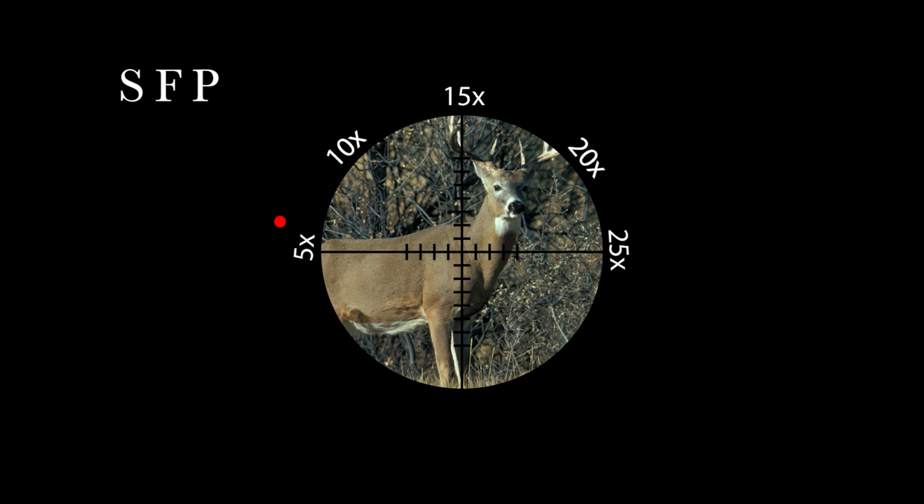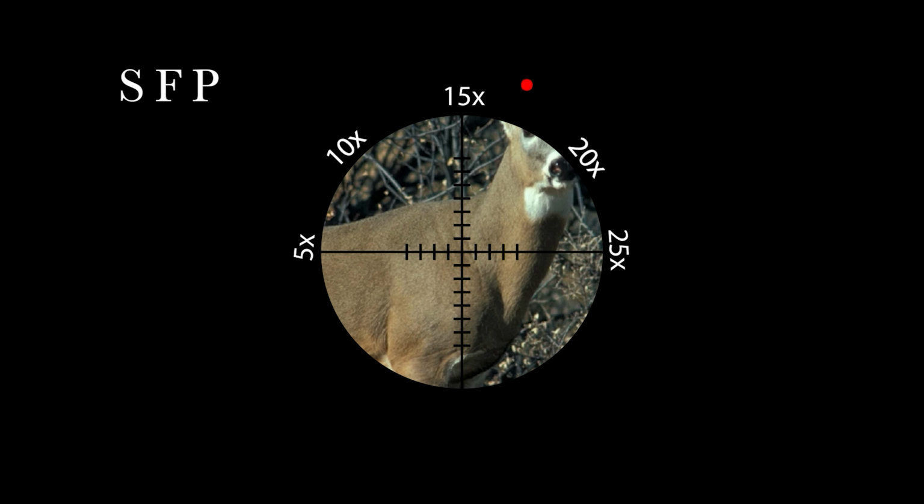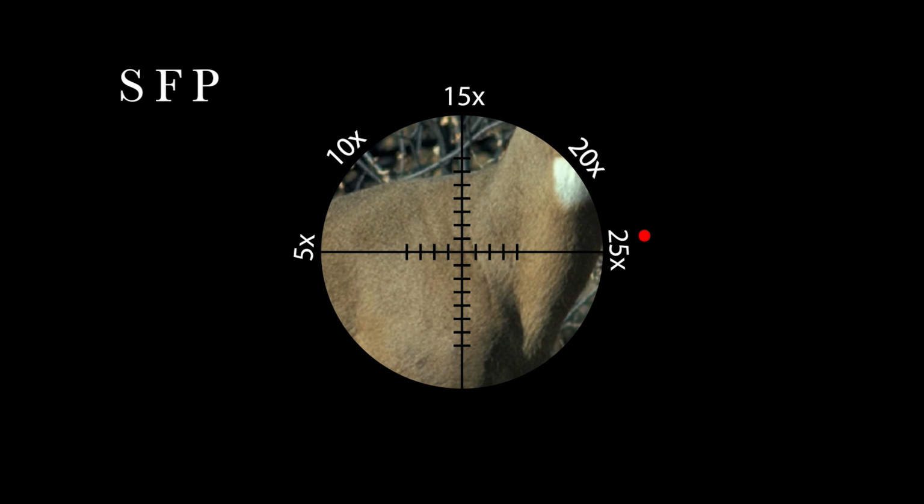Second focal plane does not maintain a ratio. With second focal plane, our reticle is going to stay the same size. So our target is getting or appearing larger and our reticle staying the same size. So we are adjusting that ratio. So what does that mean to the person behind the scope? Well, for your center crosshair, it doesn't mean anything.